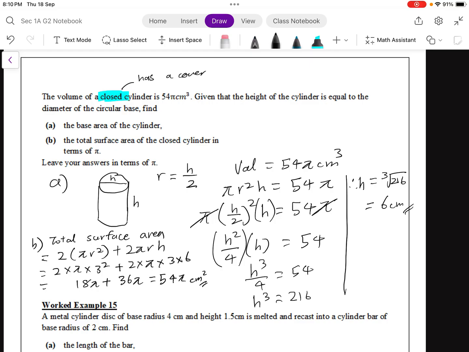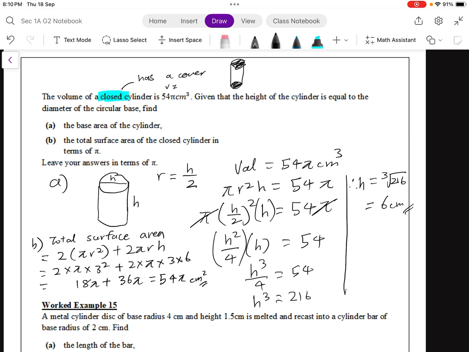Okay, so think of your Pringles can with the cover on top. So this is a closed cylinder, right? There's area on one side, and there's area on the other side, because there's a cover on both sides. Okay, so this is volume.